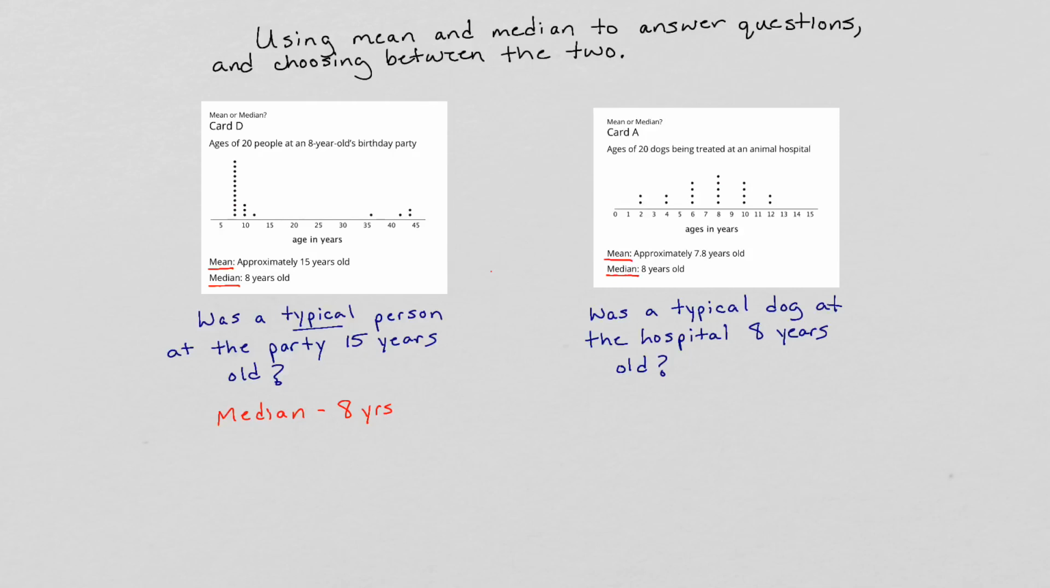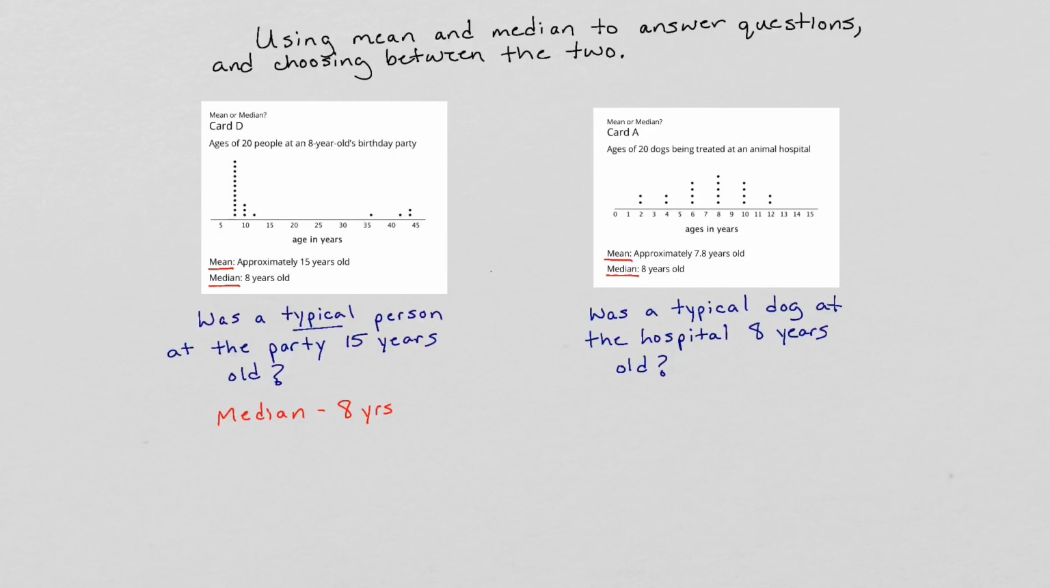In this case, over here, when we're talking about dogs being treated at an animal hospital, our mean was about 7.8 years old and our median was about 8 years old. Well, they're very similar. So the question is, was a typical dog at the hospital 8 years old? Well, yeah, a typical dog was 8 years old. Our mean is 7.8. That's almost 8. Our median is 8 years old. And look at how many 8-year-old dogs we have here. That's our mode. We have 1, 2, 3, 4, 5 8-year-old dogs.